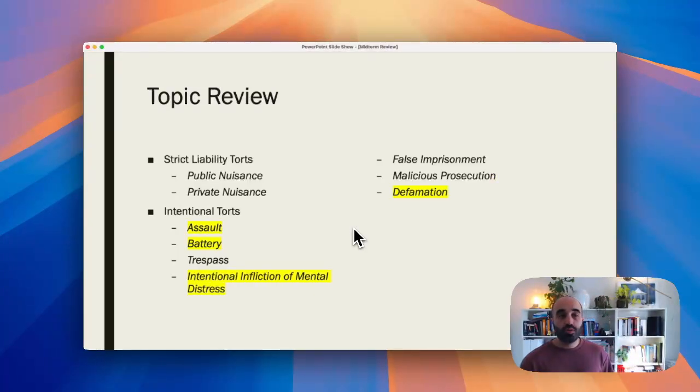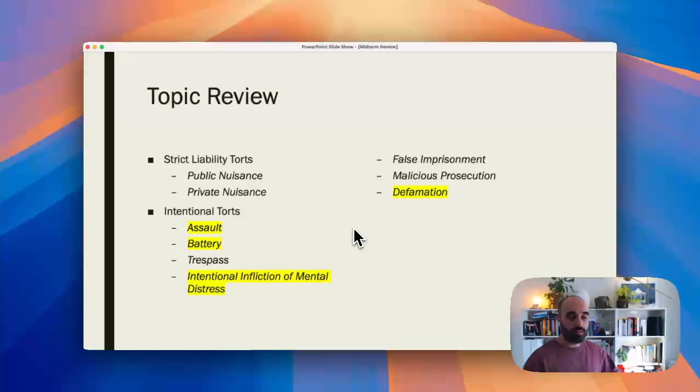Within there, we talked about two main types of torts, public nuisance, private nuisance, the difference between those being whether they relate to public land or private land. We also talked about the strict liability tort itself. This is when you have something inherently dangerous on your property that escapes and causes injury to someone else. We then moved to intentional torts. We talked about assault and battery.